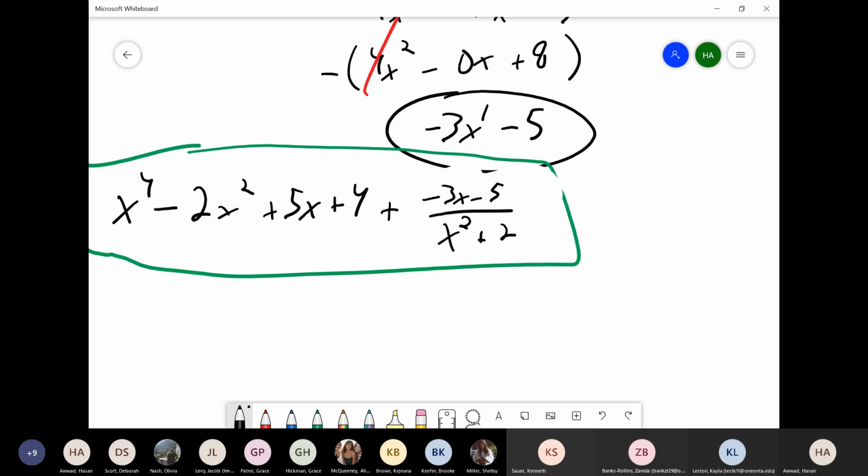Does anybody have any questions on this? Long division can take a while as the powers get super large. So I wanted to include one where it was x to the 6th, but I didn't give you that many homework questions, so hopefully that counterbalanced it. So any questions on this?